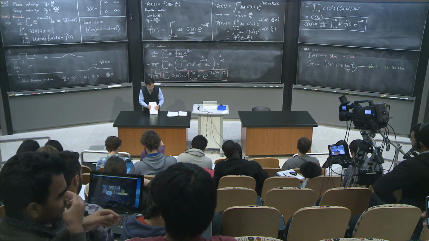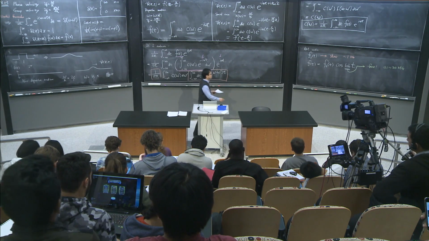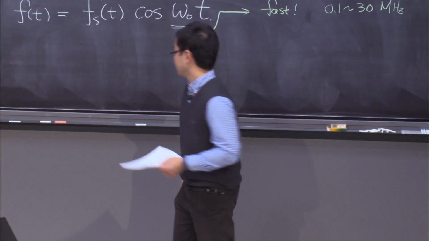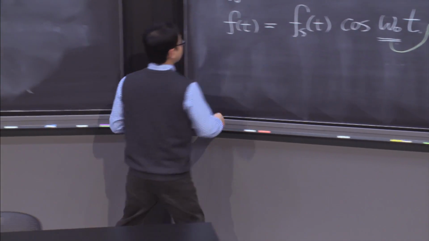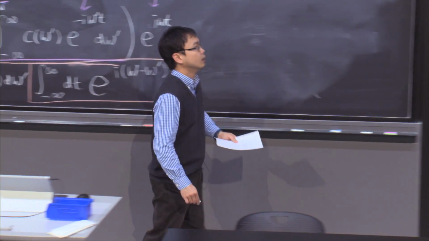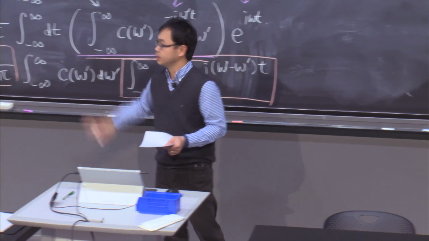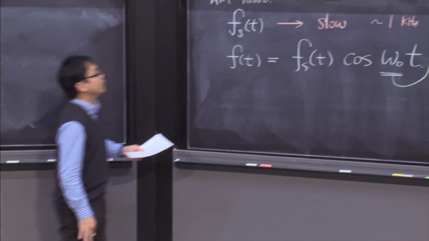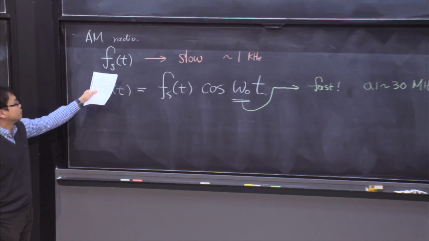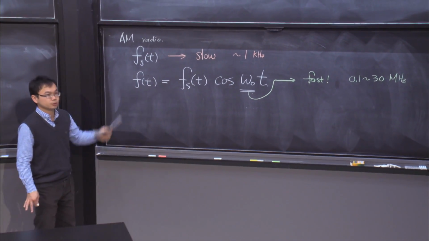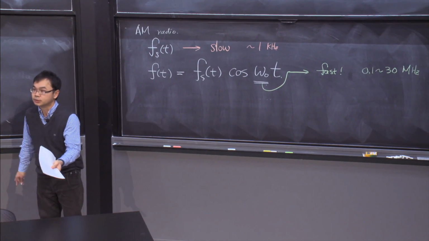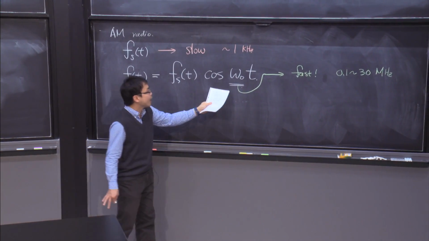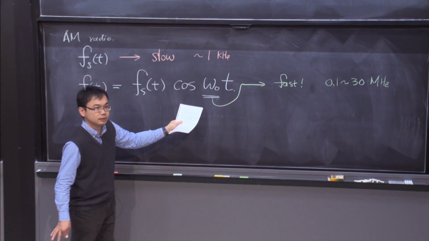Okay, so we will continue the discussion about radio. Before the break, we introduced one possible solution to this dispersive medium problem: instead of sending fs as a function of t, which is the signal I want to send, I could send fs multiplied by cosine omega 0 t.